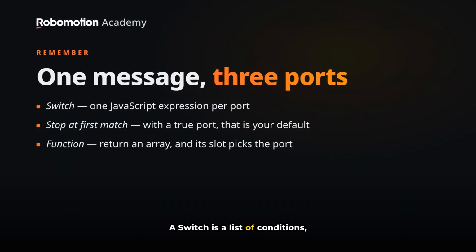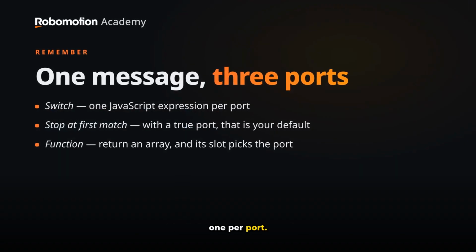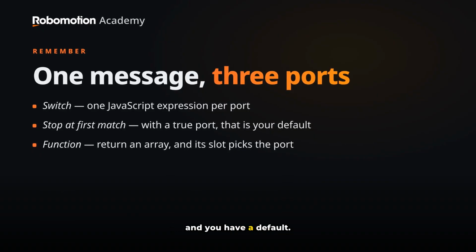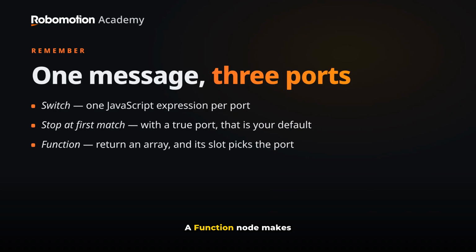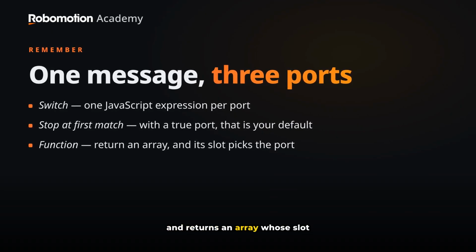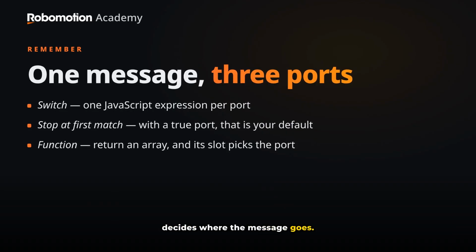A switch is a list of conditions, one per port. Add a port that is always true, tick stop at first match, and you have a default. A function node makes the same decision in JavaScript and returns an array whose slot decides where the message goes.